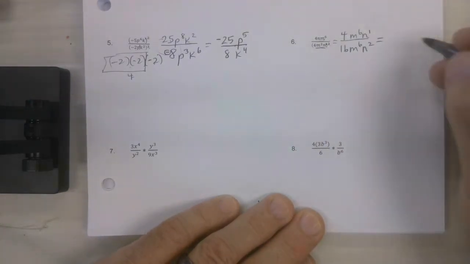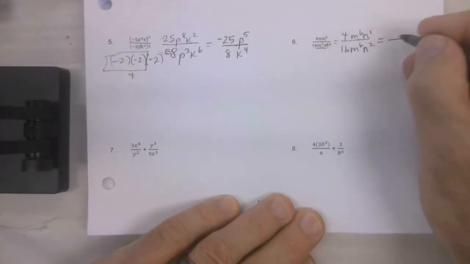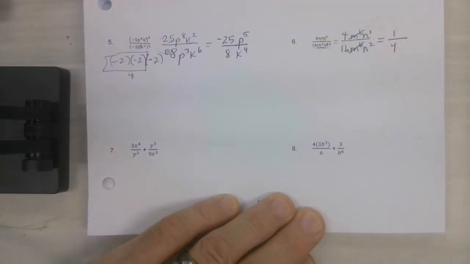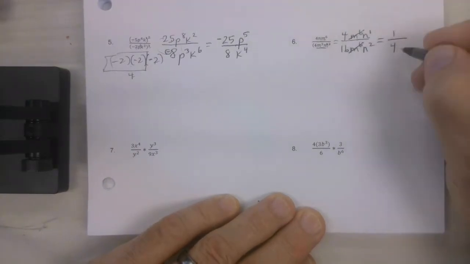So if I reduce this, 4/16 reduces to 1/4. Anything divided by itself is just 1. Where are there more N, Nancy's? In the bottom by 1. So there would be my answer.